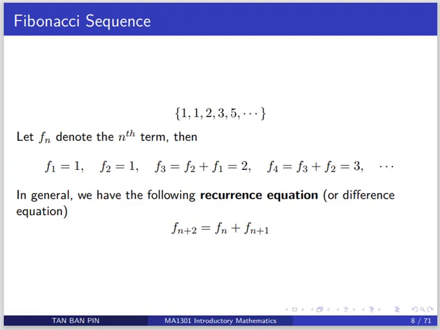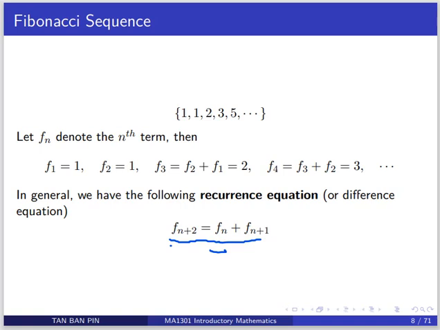Instead of giving the formula for the nth term, a sequence can also be defined using recurrence equations. So here you have an equation relating f(n+2) with f(n) and f(n+1). Basically it tells you to add two terms of a sequence to get the next term. This is a famous sequence, the Fibonacci sequence.